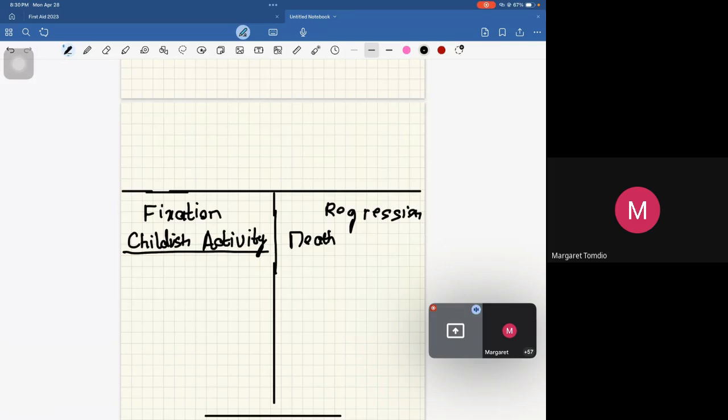So can anyone repeat just what I have just said? Yes, so you said fixation, you're stuck at the childish activity. That means you've been doing that. There's no change. For example, sucking your thumb during examination, right? We've always been doing that. So that's fixation. But for regression, it was not really there, but a stressful event happened, then you went back to it.